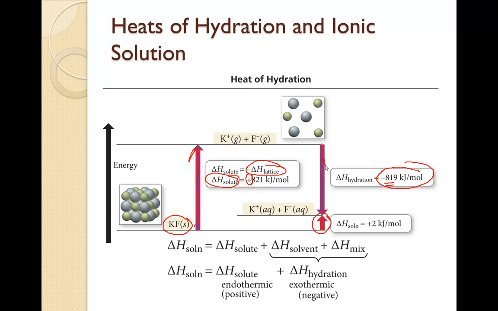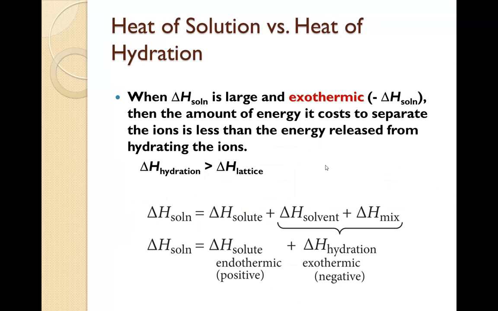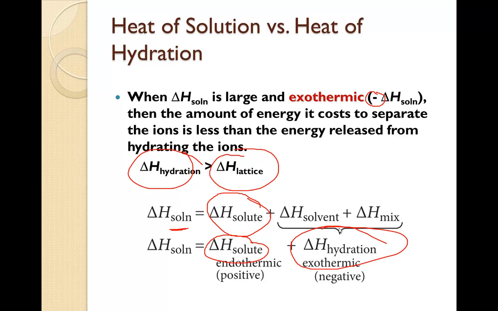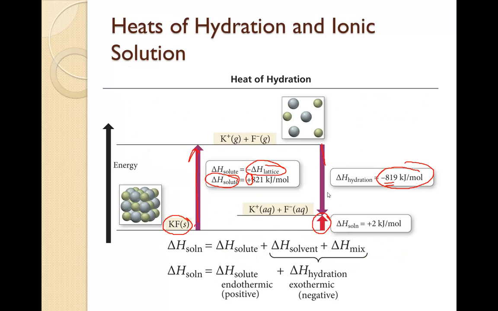When the delta H of the solution is large and exothermic, in other words it's negative, then the amount of energy it costs to separate the ions is less than the energy released from hydrating the ions. So the hydration is greater than the lattice. The delta H of the solution is then going to be negative because the delta H of the lattice is less than the hydration. So in this process, if this was a different chemical, the arrow would go on further and this would be the exothermic portion.